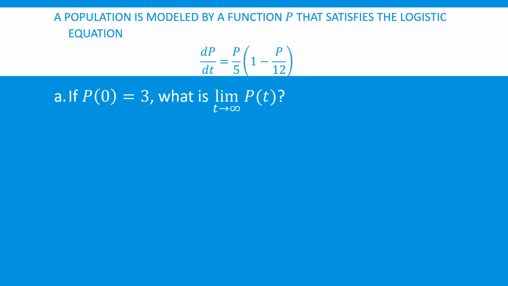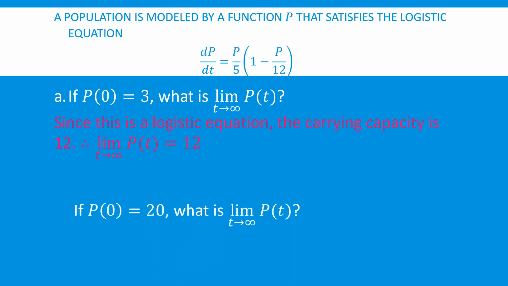In this case, this function is already written in a nice logistic form, so I can clearly see that my carrying capacity is 12. All right, then they ask, what about if you start at 20? Like, what if we start above the carrying capacity? Well, again, like I said before, even if I start above the carrying capacity, I'm still going to go back down towards the carrying capacity. Therefore, my limit is still going to be 12. So I'm going to get 1 point for each of those answers.